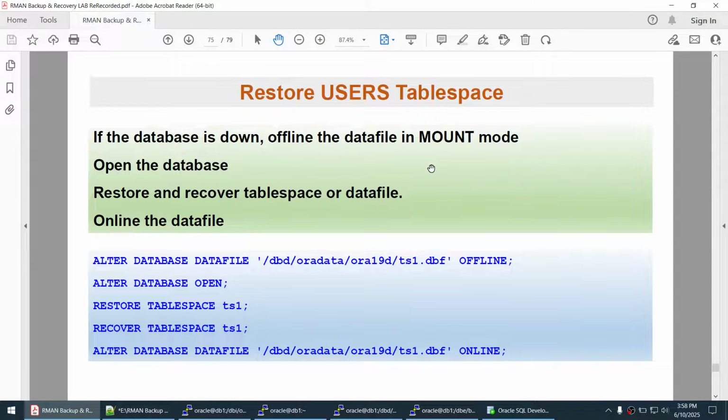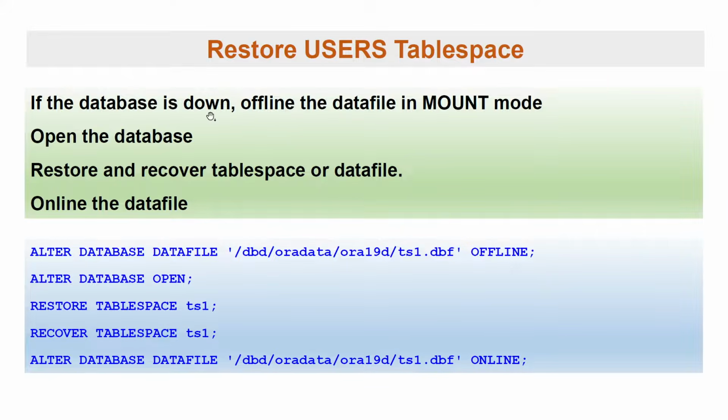Let me make it a little bit bigger. If the database is down, offline the data file in mount mode, open the database, restore and recover, and online the data file. First you will use alter database datafile and offline it. Then you open the database and restore the tablespace. Here, instead of users tablespace, I used a tablespace called TS1. You could use any users tablespace. Once the recovery is completed, you bring that data file online.